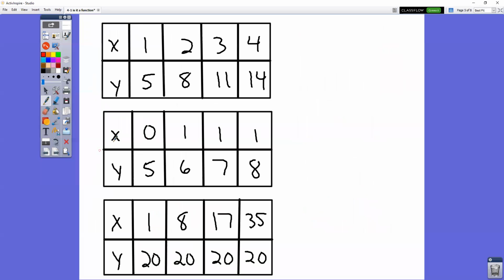Take a look at the last type of question. The last type of question has these tables. Again, if you have the same X value twice, it is a no. I could care less about my Y values. I could cross out my Y values, don't care about those at all. All I care about are my X values. I have a 1, a 2, a 3, and a 4. All of my X values are only being used once. Therefore, this is a yes.